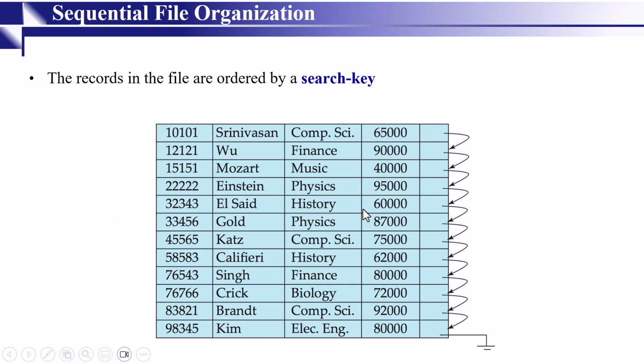Here is an example of sequential file organization. As you can see, records are ordered by a search key, and that one is ID. So as you can see, the table lists instructors from ID 10101 to 98345 in ascending order, making it easy to perform range queries or binary search.